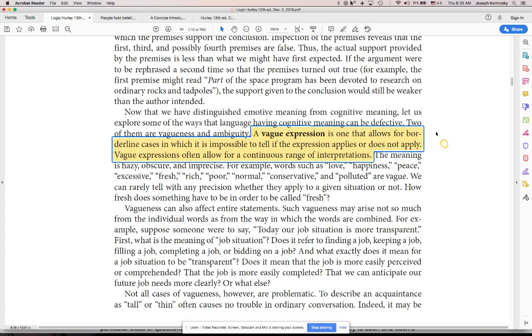But for here, a very powerful word coming at you: vague. A vague expression is one that allows for borderline cases in which it's impossible to tell if the expression applies or does not apply. Vague expressions often allow for a continuous range of interpretation.